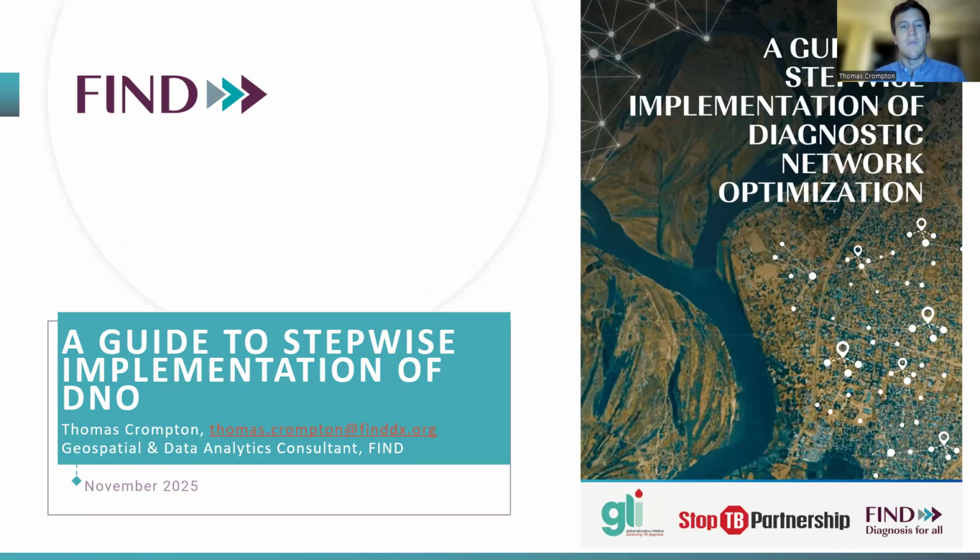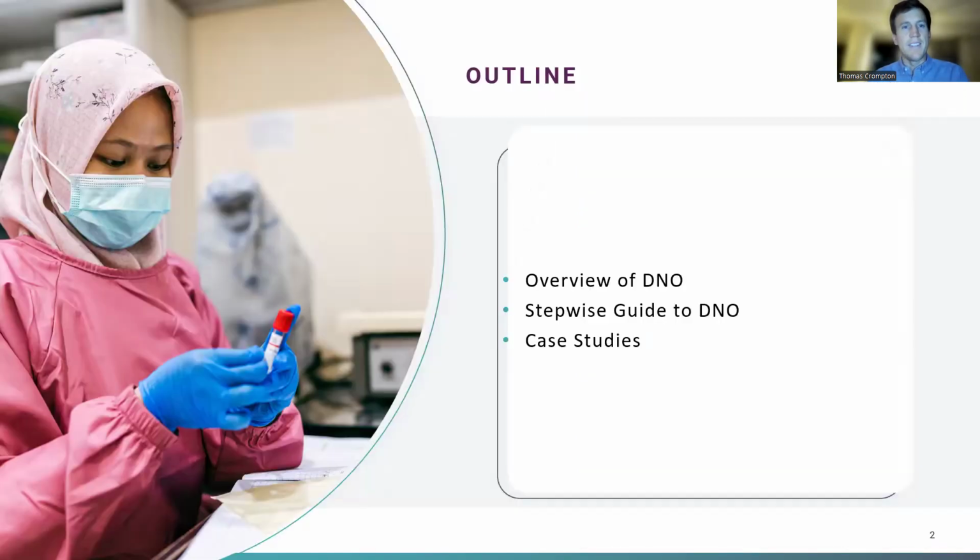Today I'm going to be talking to you about a stepwise implementation of diagnostic network optimization. I'm going to go through a few things. Firstly, I'm going to give an overview of DNO, Diagnostic Network Optimization. You'll hear that abbreviation a lot today, for those of you that haven't come across it. And then I'll go through in detail the recent stepwise guide that we've published with GLI and the Stop TB partnership. And then I'll go through a few case studies of how DNO has been implemented in countries and how the stepwise guide can be used.